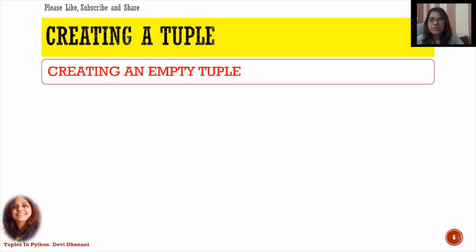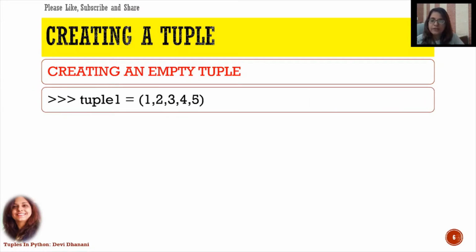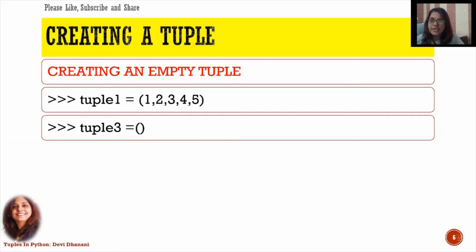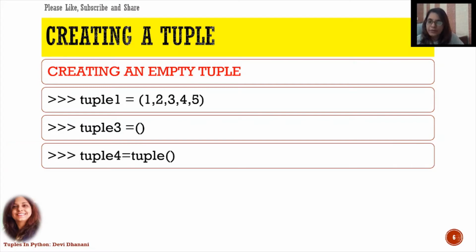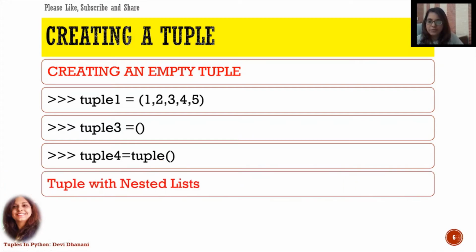So now how do we create an empty tuple? Let's have a quick look at how we can create tuples. To create an empty tuple, what you need to do is, in our previous example, we saw that we can add the elements in the round brackets. To create an empty tuple, you just need to put an empty parenthesis over there, as it is given over here, tuple 3. Another way of creating an empty tuple is using the function tuple. This is called a constructor function. Using the constructor function also we can create an empty tuple.